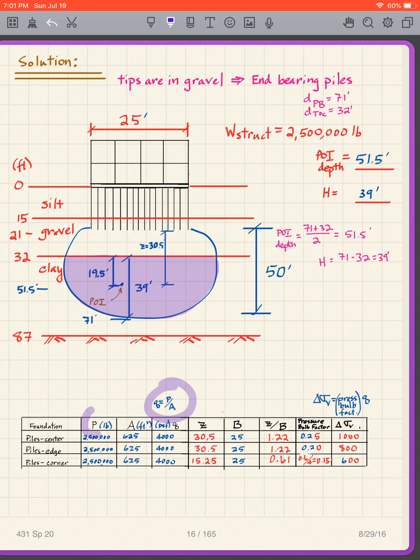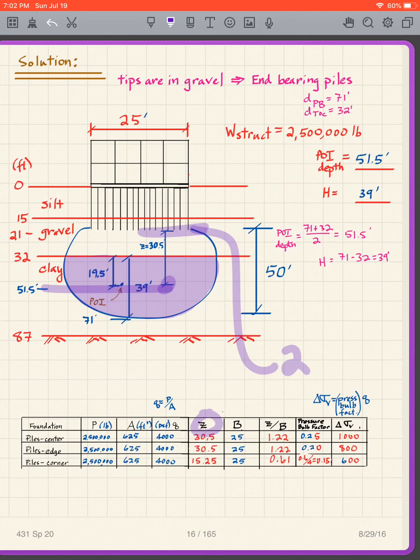Q is P over A, so I just go P divided by A, 4,000 for all of those. Then what do I do? I take my Z. How do I compute my Z here? Z is the distance from the base of the structure to the point of interest. Well, the point of interest is 51.5 feet.